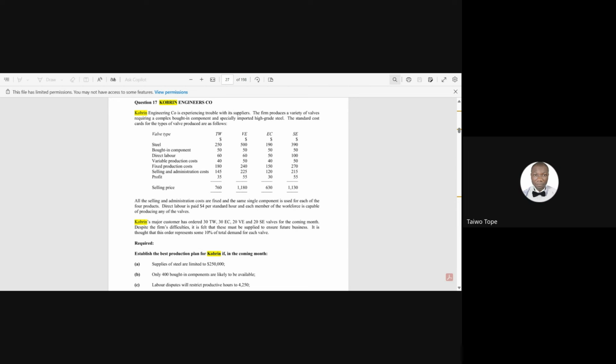Now, for VE, if 10% is 20, what will be the 100%? 200. Fine, 200. So out of 200, which is the total VE, you are now giving your special customer 20. What will you have left? 180. Fine. Same applies to SE.